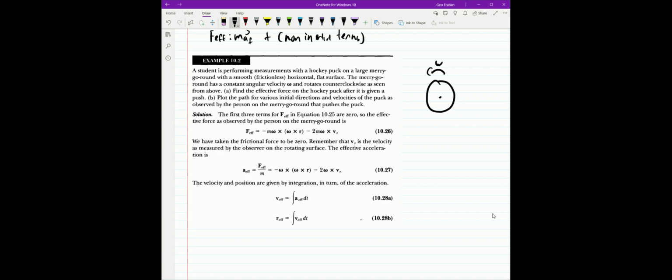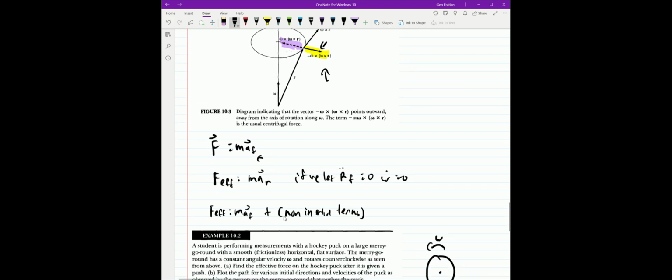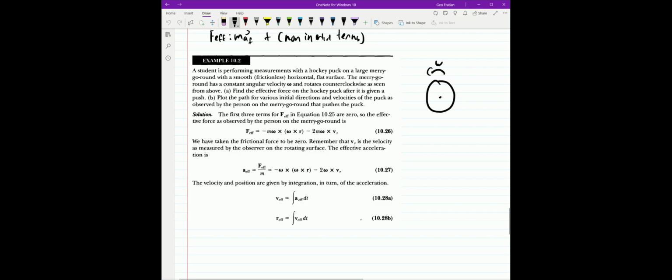The first three terms in our force effective equation in 10.25, remember, 10.25 was the long equation for F, are equal to 0. Then we can write it as just the last two terms, which are our centrifugal and Coriolis forces. And remember, frictionless, so we take the friction force to 0 because it's a smooth surface. And v_R is the velocity as measured by the observer on the rotating surface. Then our effective acceleration, we just divide by the mass from Newton's laws, the masses go away, and we're left with these cross products, which we can get from integration of the acceleration.